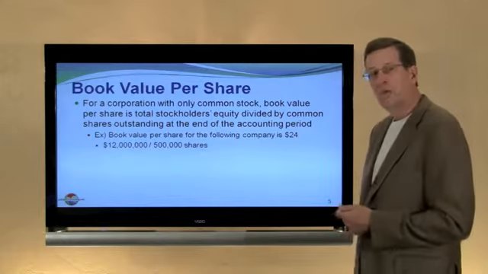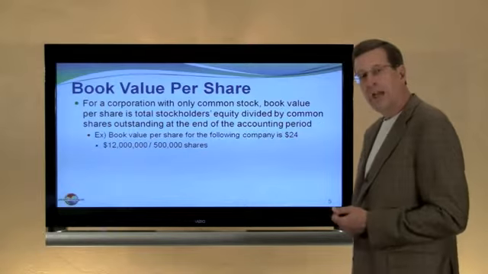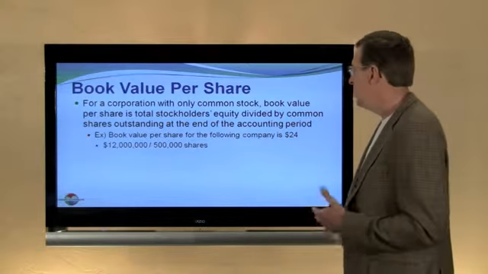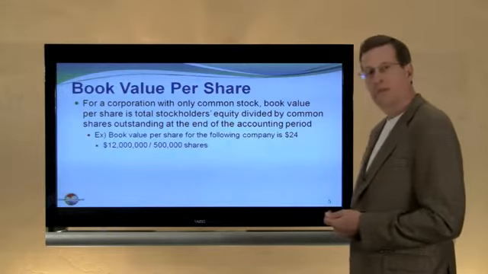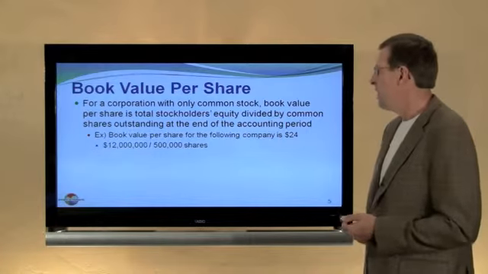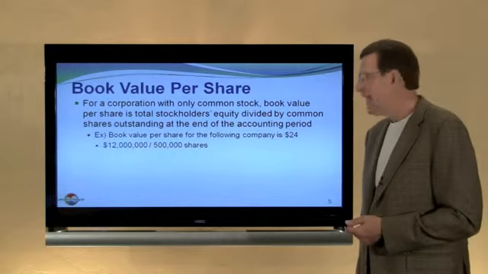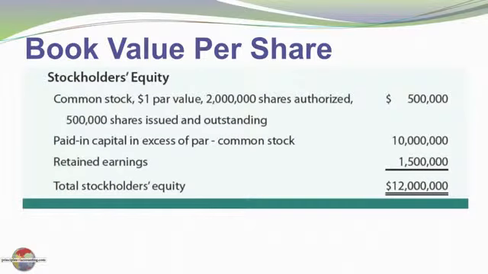For a corporation with only one class of stock, we'll say common stock outstanding, the book value per share calculation is not too difficult. It's the total stockholders' equity divided by the shares outstanding at the end of the period. For example, here's a company with a book value of $24 per share. It's $12 million in equity divided by 500,000 shares. Here's their stockholders' equity. Here's the $12 million of total equity divided by the 500,000 shares issued and outstanding to give us that book value per share.